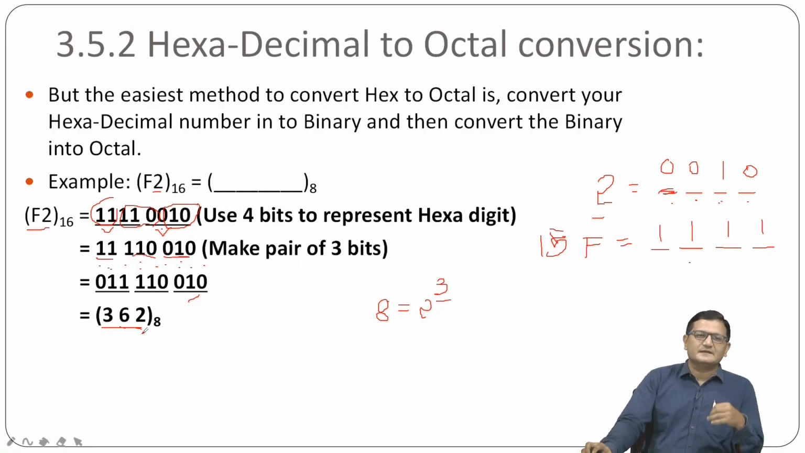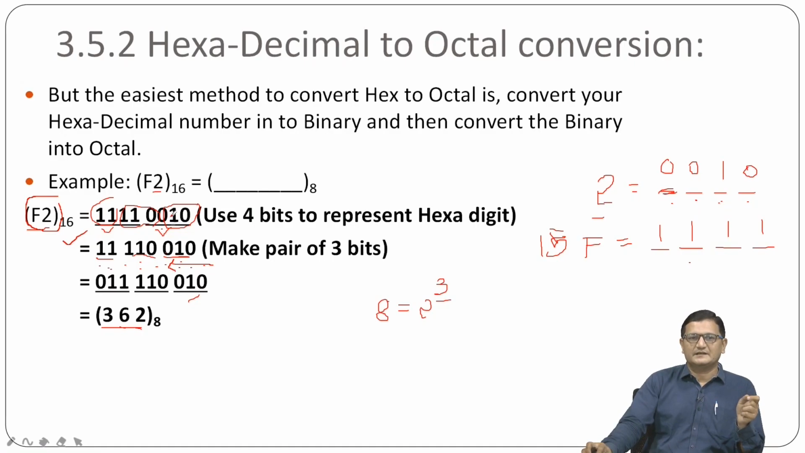So see, this is a bit easier method, right? Whenever any hexadecimal number is given to you, you just make a pair of 4 bits, write down the binary, and in that way you have converted the number into binary. Now once you have the binary of the whole hexadecimal number, you try to make a pair of 3 bits. Make sure you make the pairs of 3 bits from the right hand side, and go towards the left hand side.